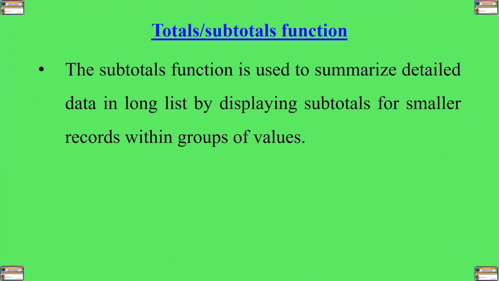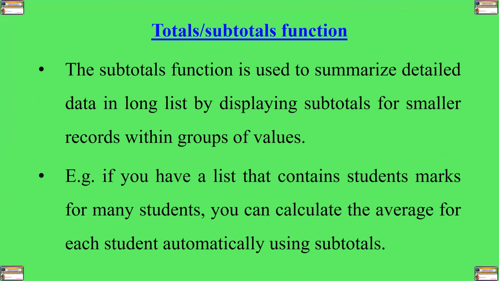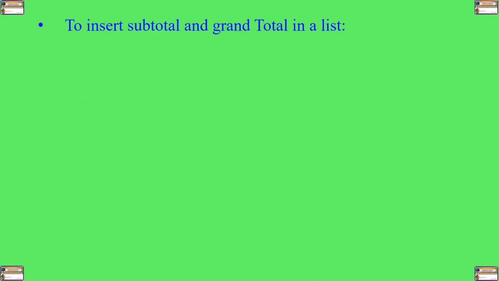What is the totals or subtotals function? The subtotals function is a function that is used to summarize detailed data in long lists by displaying subtotals for smaller records within groups of values. For example, if you have a list that contains students' marks for many students, you can calculate the average for each student automatically using subtotals.